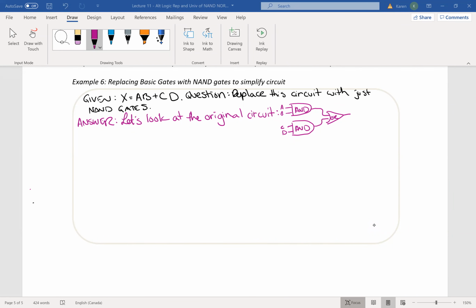Let's see how we would use alternate universality of NAND and NOR. So in this question, I'm asking us to take this circuit. The circuit is A and B or C and D, and replace it with just NAND gates. So I wrote a bit of the answer already.